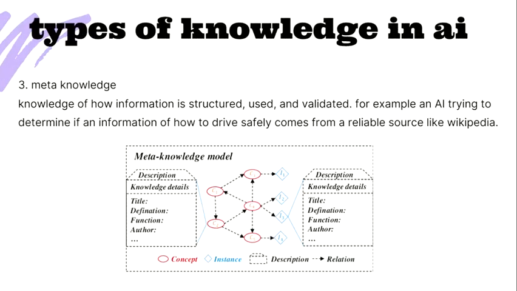Third, meta-knowledge. Knowledge of how information is structured, used, and validated. For example, an AI trying to determine if information on how to drive safely comes from a reliable source like Wikipedia.